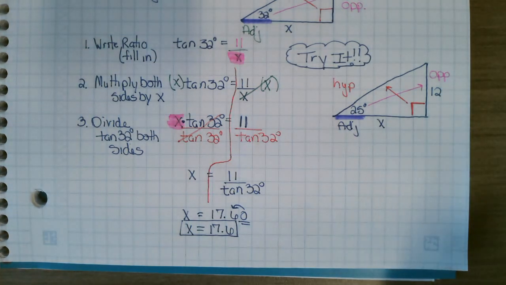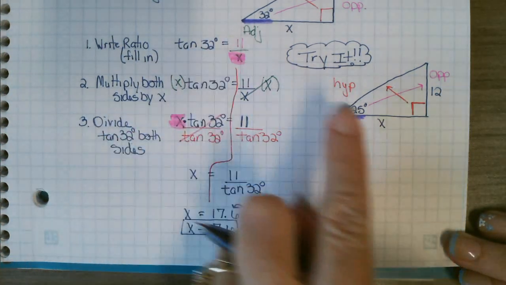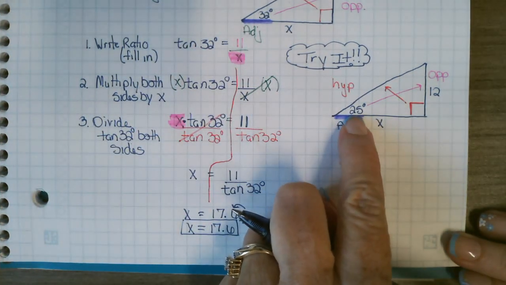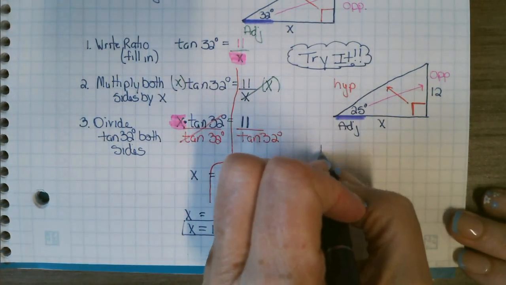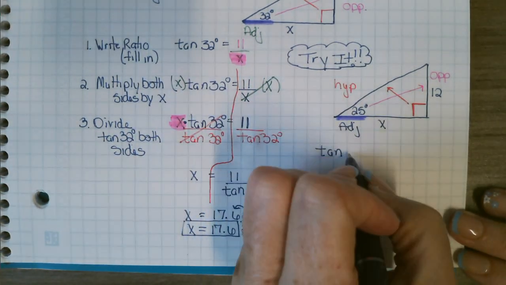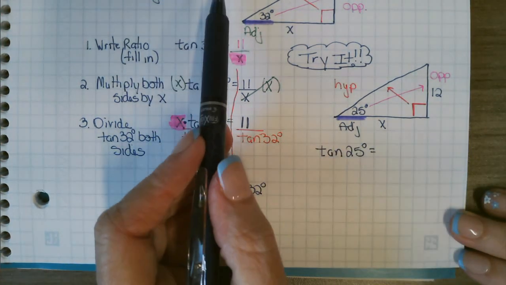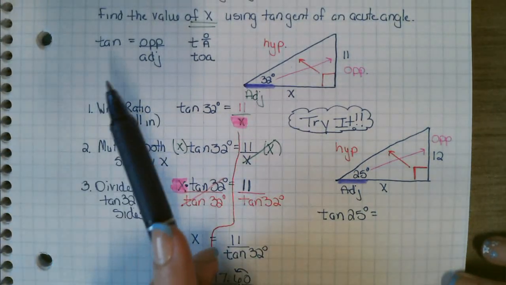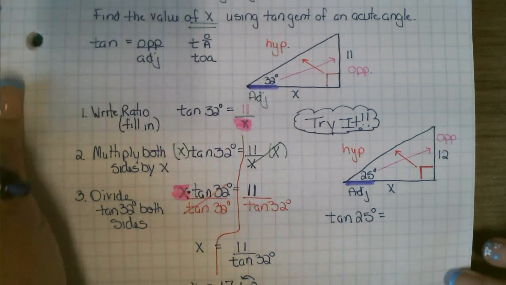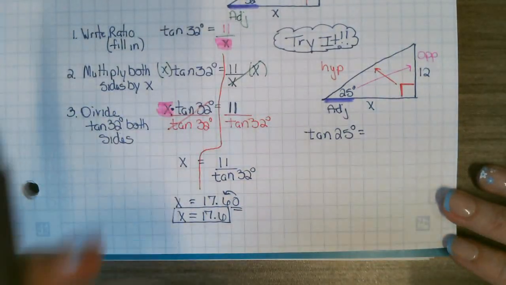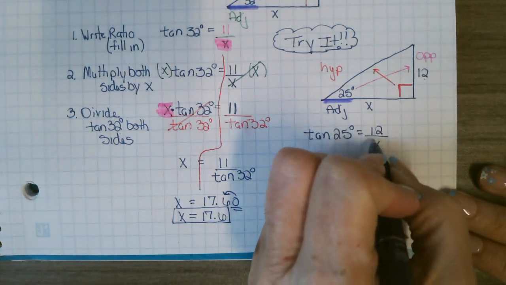Alright. So then I'm just going to set up my ratio. I've got tan, and I have 25, because in this one I had 32, this one I have 25. So that's tan 25 degrees equals, and remember, it is opposite over adjacent. So I'm looking at my opposite over adjacent. So my opposite is 12, my adjacent is x.